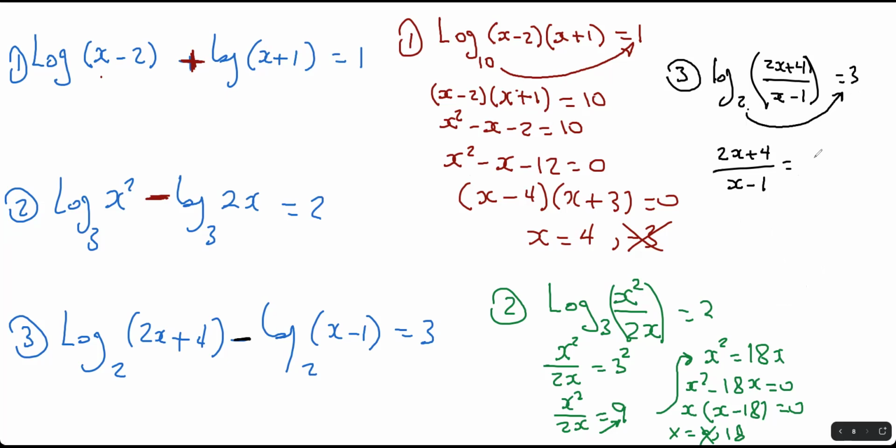2 raised to the power of 3 is 8. So x plus 4 equals 8x minus 8. Negative 6x equals negative 12. Divide both sides by negative 6, and you get x equals 2. Good job, guys. Good job.